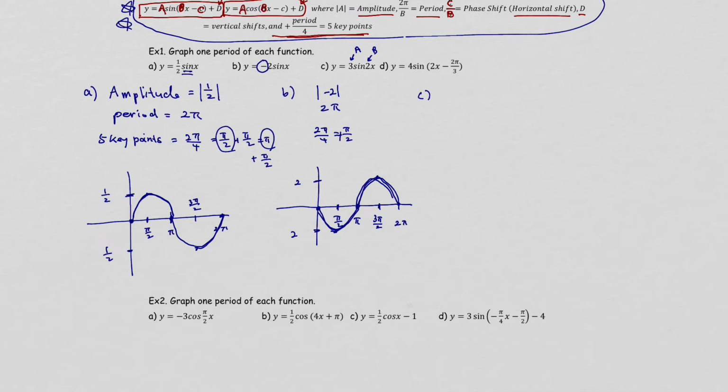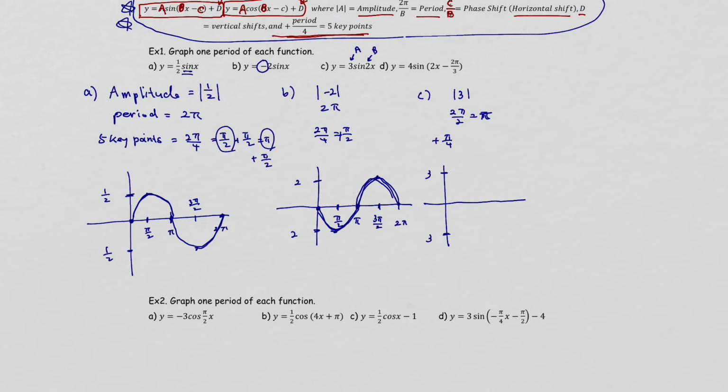So your amplitude is going to be absolute of 3. Period is 2 pi over 2, because your b is 2, right? Which is going to be pi. And then the 5 key points is going to be your period over 4, so it will be pi over 4. And you're adding pi over 4 from each point, right? So your amplitude is 3, height is 3.